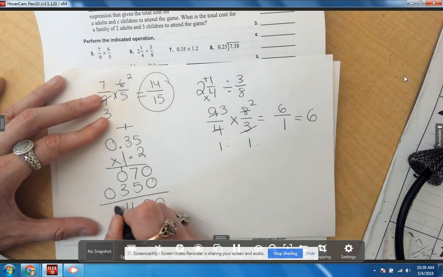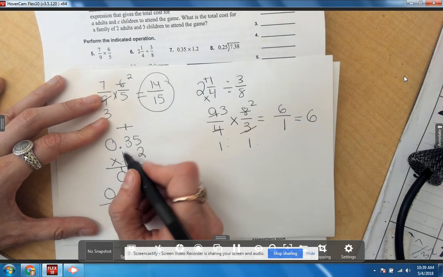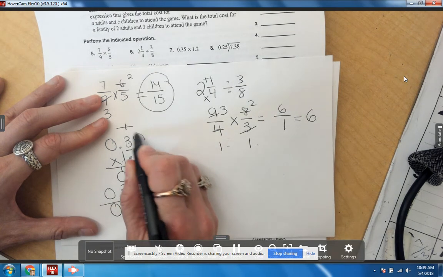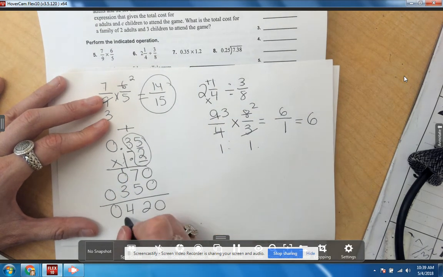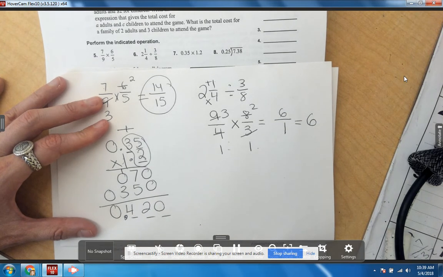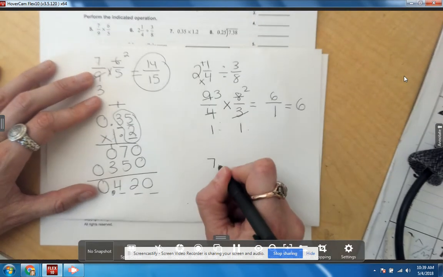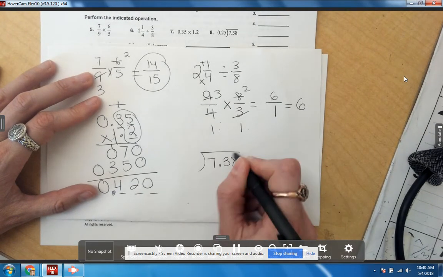So carry 1. And now, to figure out where your decimal goes, you count how many numbers are to the right. So 1, 2, 3. 3 numbers to the right of the decimal. So I place my decimal point so that there are 3 numbers to the right of it. So 0.420.